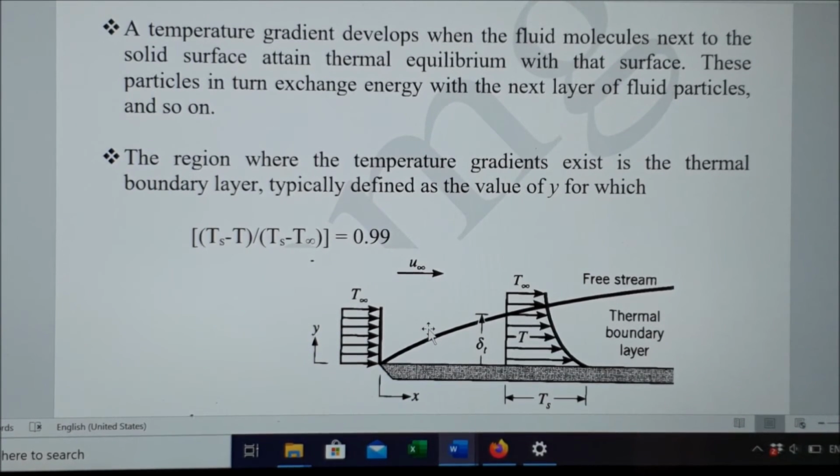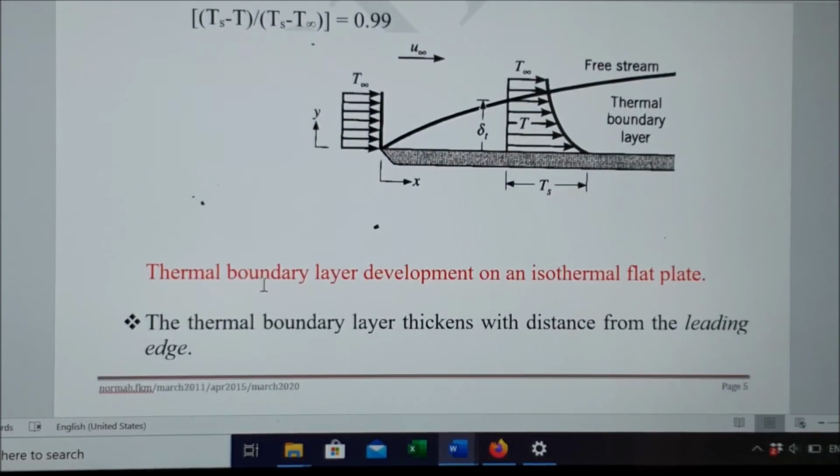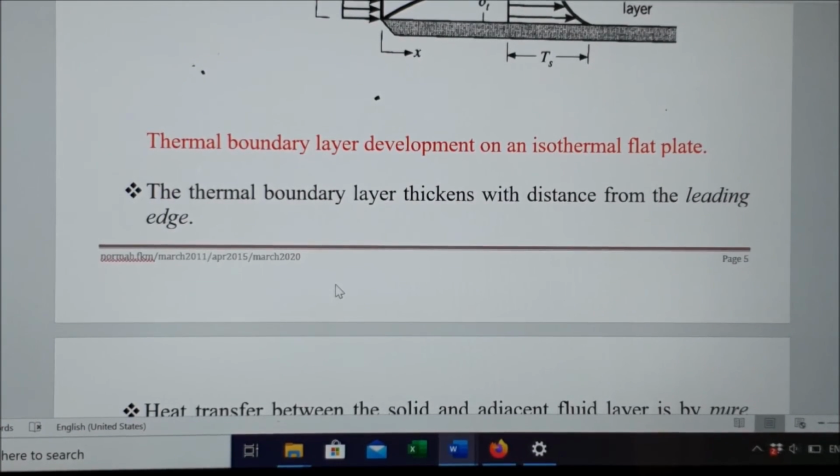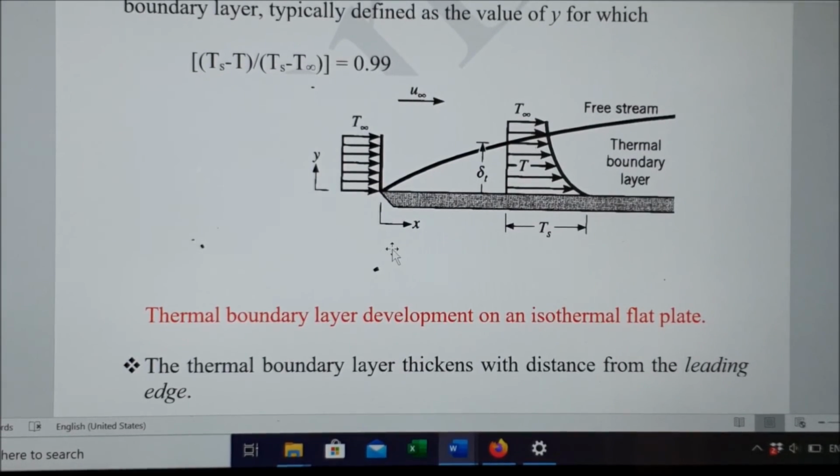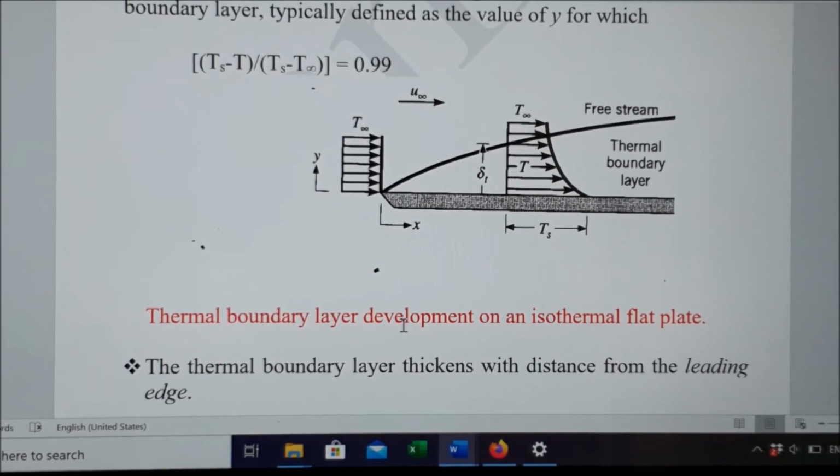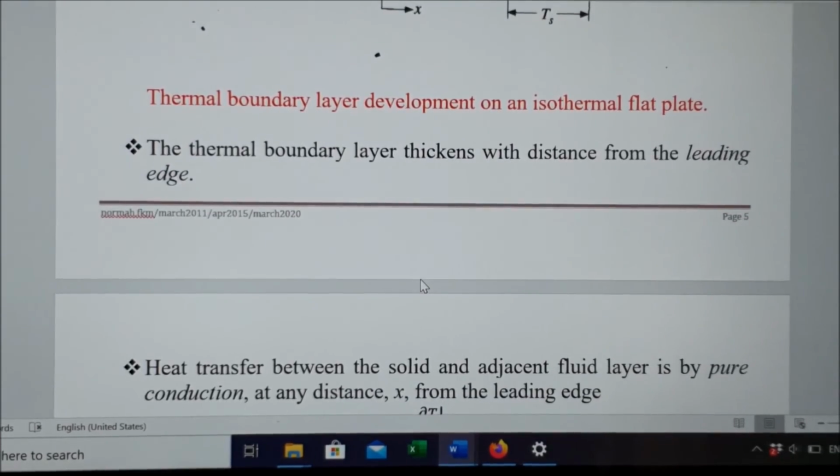The region where the temperature gradient exists is the thermal boundary layer, typically defined as the value of y for which this quantity holds. The thermal boundary layer thickens with distance from the leading edge, just as the velocity boundary layer also thickens from the leading edge.